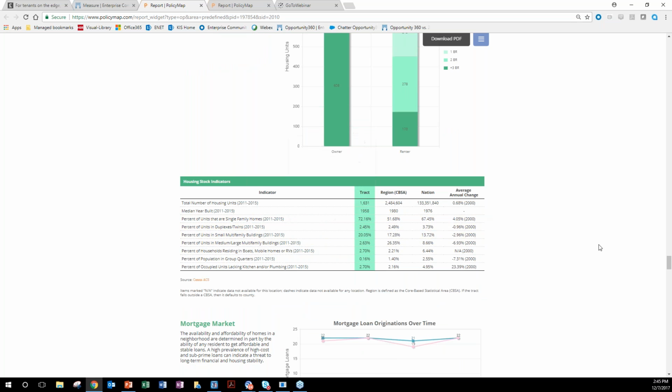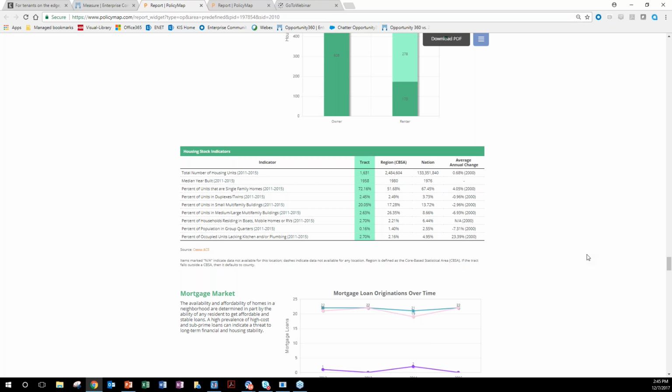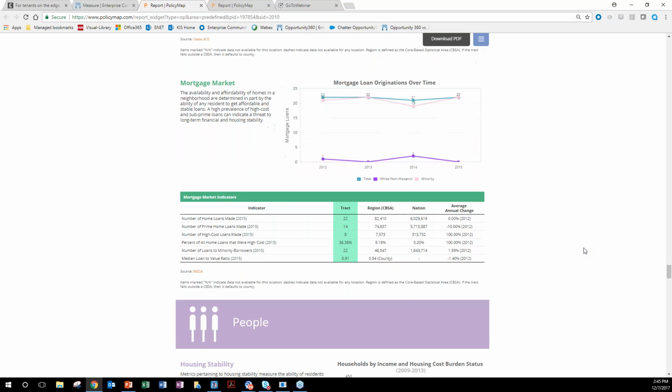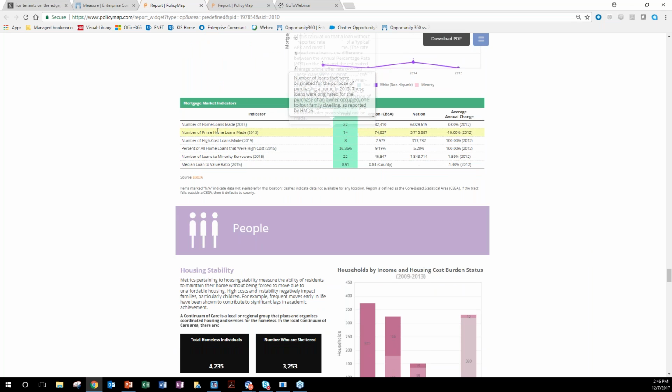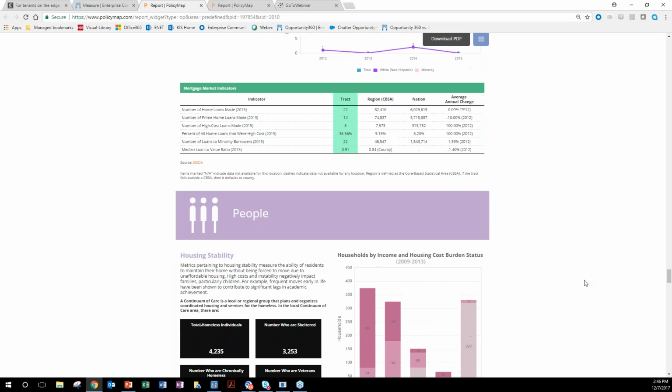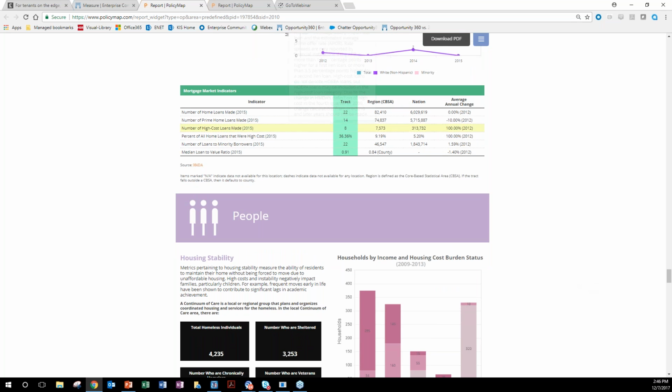And you can get more detail here. How much of the housing stock is small multifamily or medium multifamily, or how much is it folks who are living together, all that kind of information. Mortgage markets by race, who's got, how many loans are made, prime or subprime mortgage loans, all of that kind of information, which can be strategic. And again, information about what's happening in the tract, how does that compare to the region, how does that then compare to the nation, and what's the change over time.